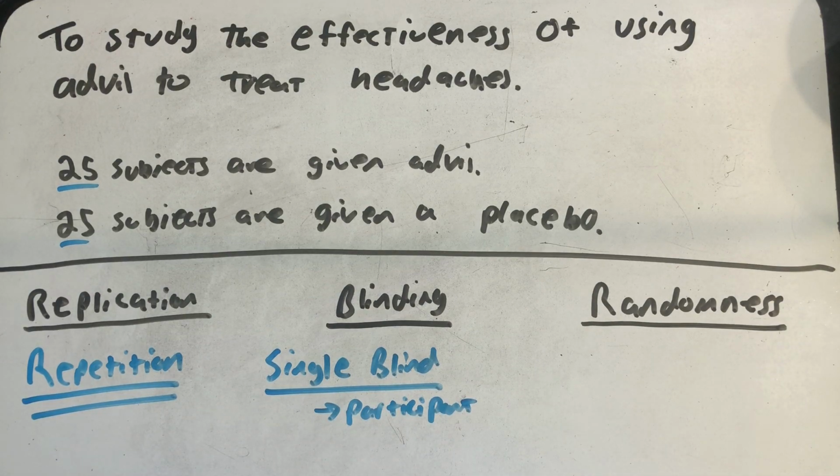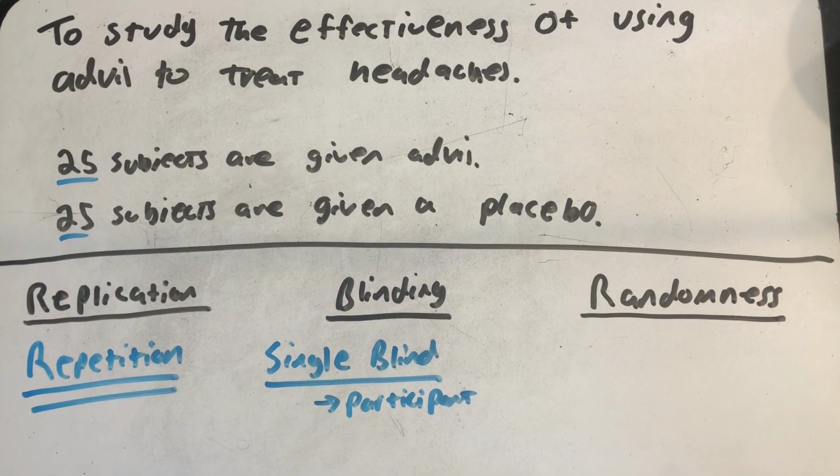If I know I'm getting the actual treatment, I might subconsciously influence the results, right? I might have a psychosomatic response where my headache goes away. This is literally called the placebo effect, where when you give someone the placebo, their symptoms still abate because psychologically they think it's supposed to go away. So in a single blind study, we rule out the placebo effect from being able to affect the study.